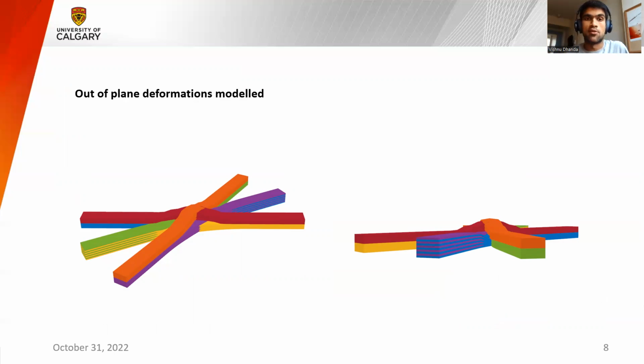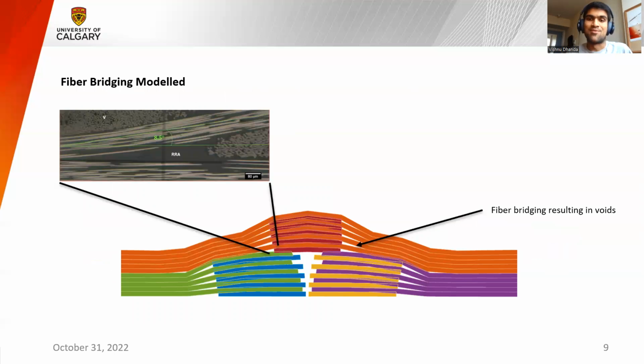We have the same degree of out-of-plane deformation, moreover. Another thing is we have fiber bridging modeled, which is very, very cool. No one else is modeling fiber bridging, and we got it right here. The fiber bridging is resulting in voids, which are basically massive air gaps, and that's what causes your poor mechanical strength, in addition to the fiber bridging.